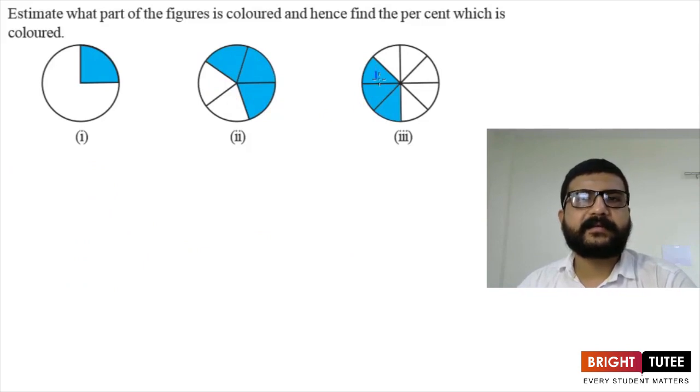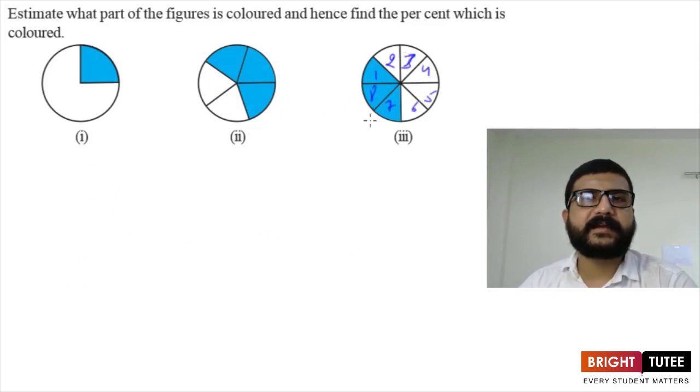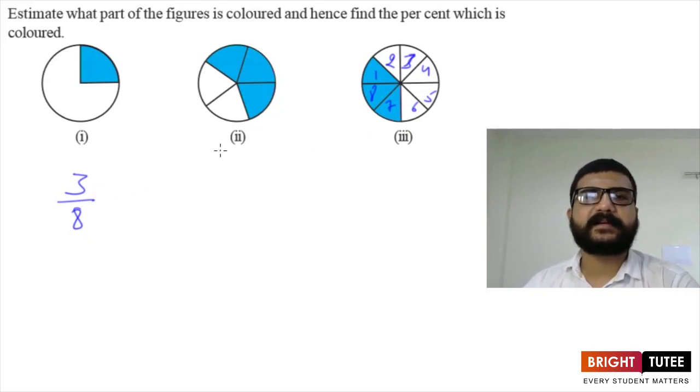Here we are having 1, 2, 3, 4, 5, 6, 7 and 8 parts. So this circle is divided into 8 equal parts, and how many of them are colored? We can see here 1, 2 and 3. 3 parts are colored. So it means we can say 3 out of 8 parts are colored, or 3 upon 8 of the figure is colored.